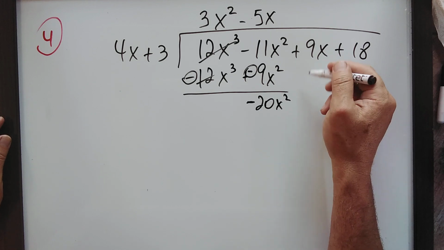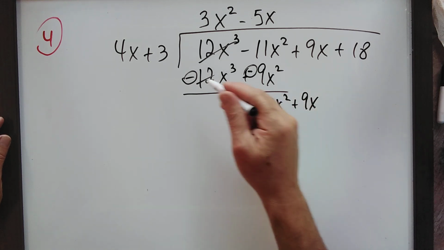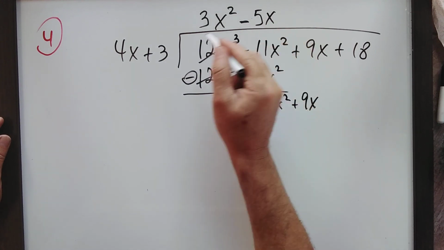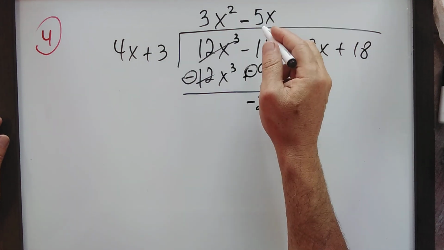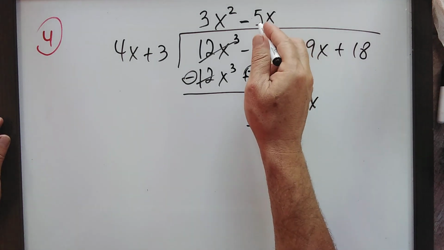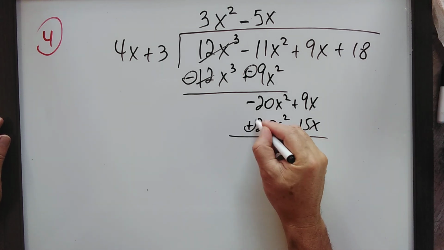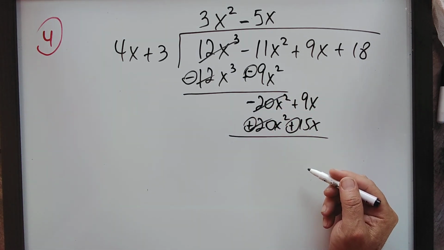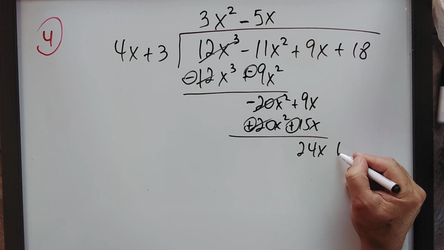Oh, I forgot to bring down the next term. Okay, so again, negative 20x squared divided by 4x is negative 5x. Once you get this one, multiply negative 5x by 4x gives you negative 20x squared. Negative 5x times 3 is negative 15x. We change signs to the opposite. Positive, positive. That cancels out. And then 9 plus 15 is 24x. Bring down the next term.